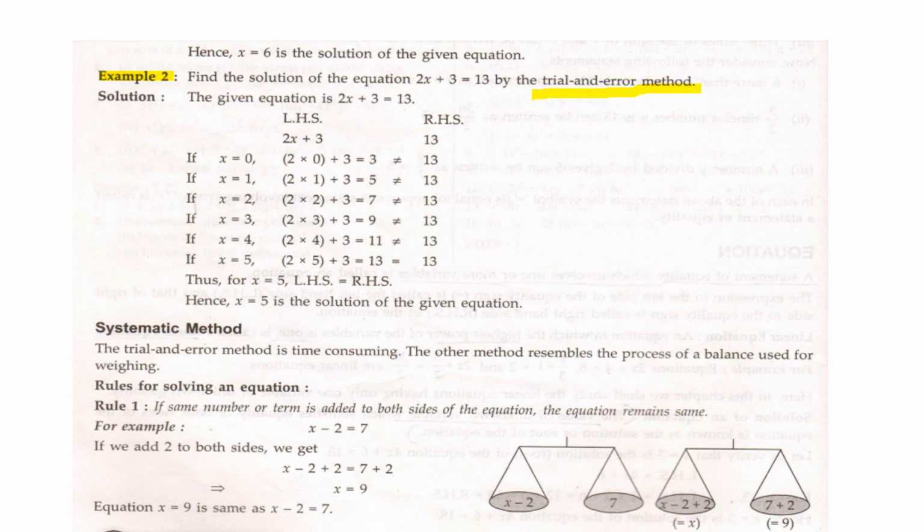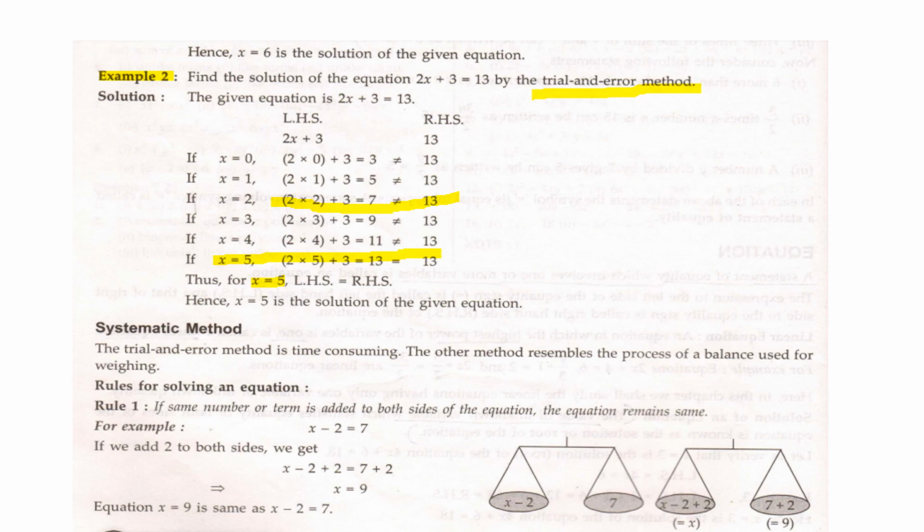If you see here, for x equals 0, the value of the equation is not equal to 13. For x equals 1 also it is not equal to 13. For x equals 2 also it's not equal to 13. At x equals 5, we are getting the value of the equation as 13. So what is the root of this equation? The value of x which satisfies the equation is the root. So x is equal to 5, or you can say that 5 is the root of the equation.